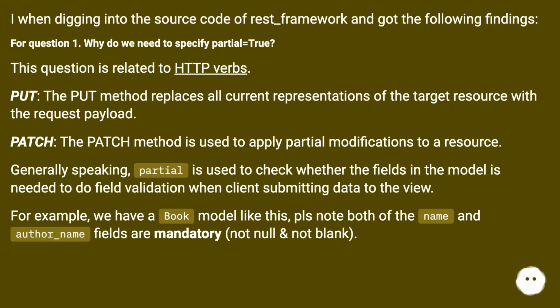Generally speaking, partial is used to check whether the fields in the model are needed to do field validation when the client submits data to the view. For example, we have a book model like this. Please note both of the name and author_name fields are mandatory, not null and not blank.